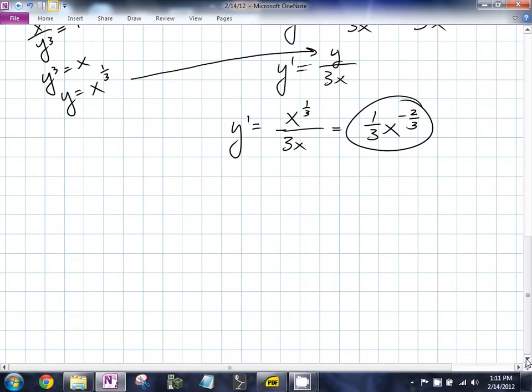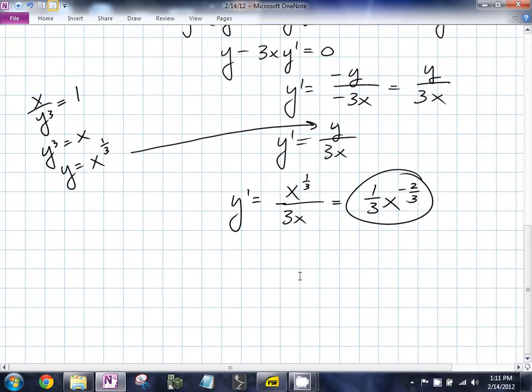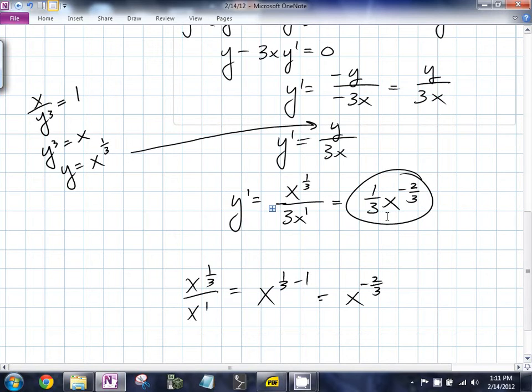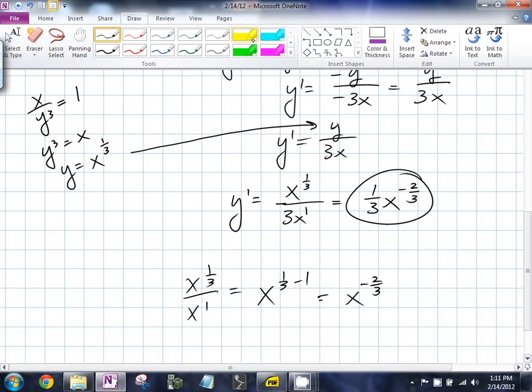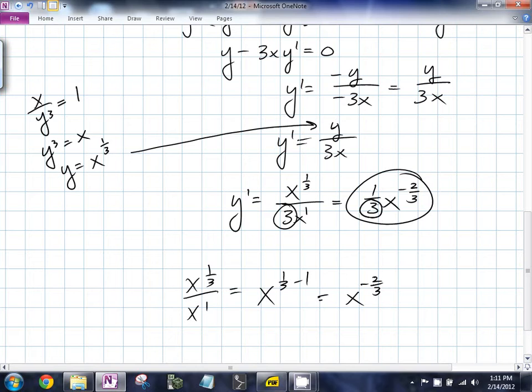I just get rid of 3x there. I didn't get rid of it. What is x to the 1? 1/3 minus 1 is negative 2/3. Okay. X to the 1/3 over x to the first is equal to x to the 1/3 minus 1, which is x to the negative 2/3. What happens to the 3 then? It's still there. The 3 is not being raised to any power. Where's the 3? The 3 is right there. It didn't go anywhere. It's 1/3 times x to the negative 2/3. It's not in the denominator anymore.